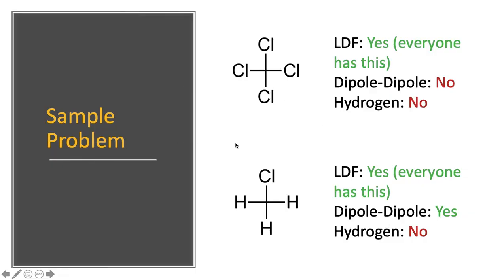So here's an example. I have here a carbon, which is in both of these, even though it's not written down. If I look at these and determine which one will have the highest melting or boiling point, I look first at the type of intermolecular forces. Well, this molecule will have London dispersion forces. Yes, this will, because everyone has this.